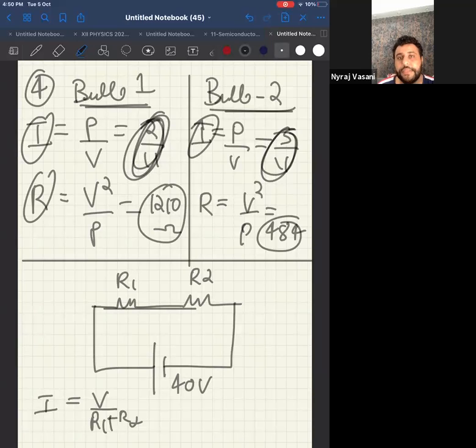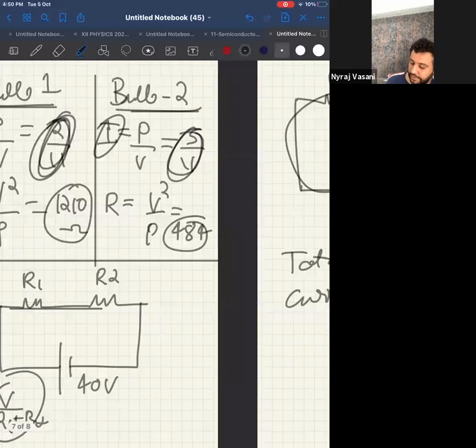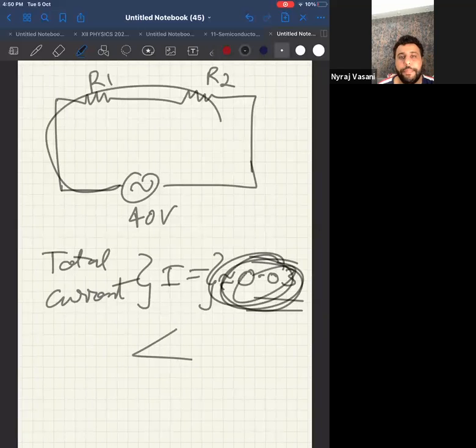Therefore, the first step is I have to find the current and resistance of bulb 1, and then find the current and resistance of bulb 2. And once you get it, I will use the formula for total current in the circuit, which is V by R equivalent. In this case, R equivalent is R1 plus R2 because resistance in series is R1 plus R2. Therefore, my answer for current will be 0.03 approximately.